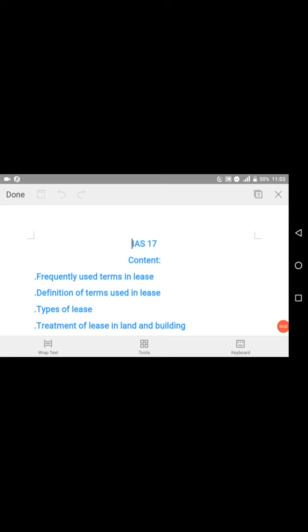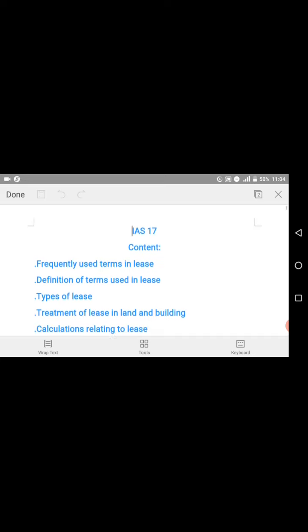Today we are going to look at IAS 17, which is leases, and we'll cover the topic through the following content outlined in the notes. The first part of the content is frequently used terms in lease. The second, definition of terms used in lease. Third, types of lease.